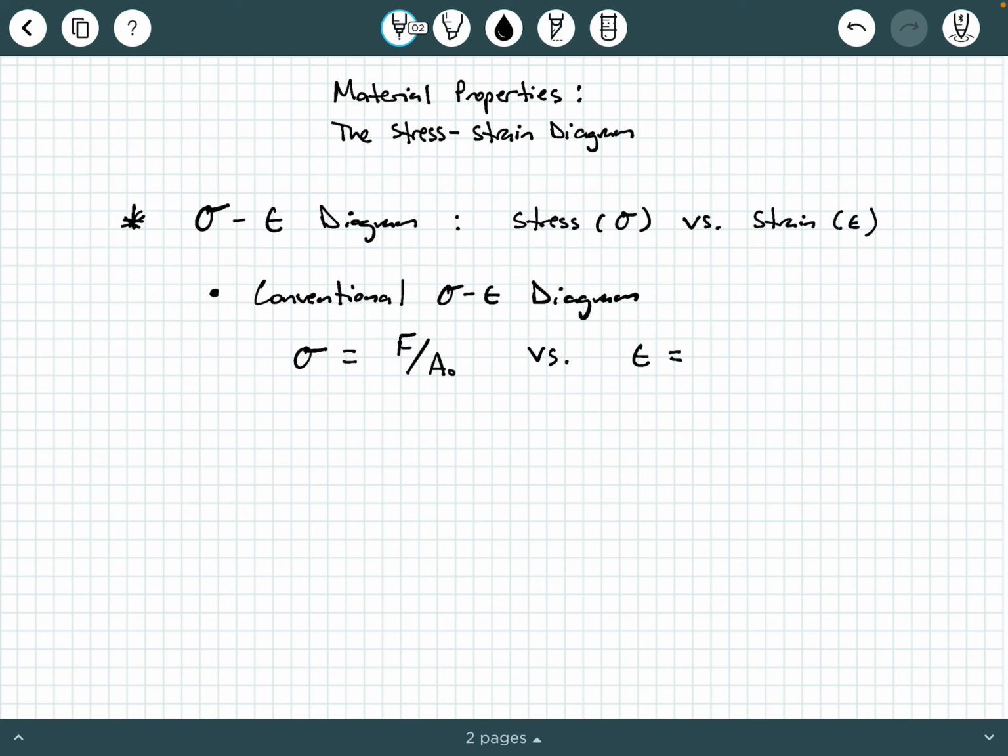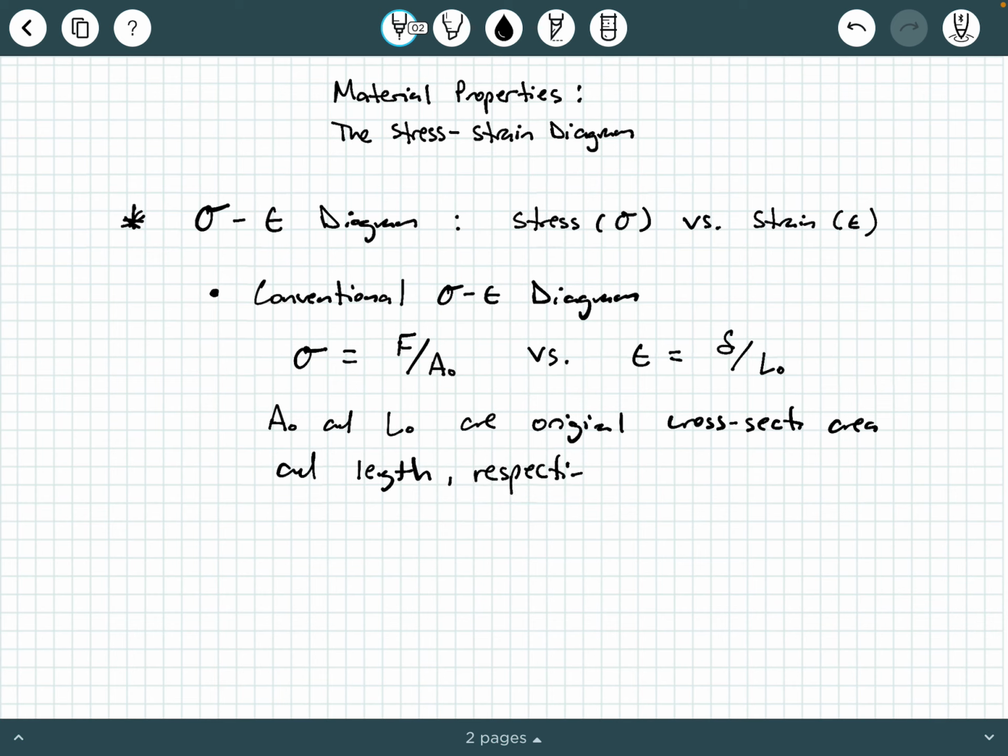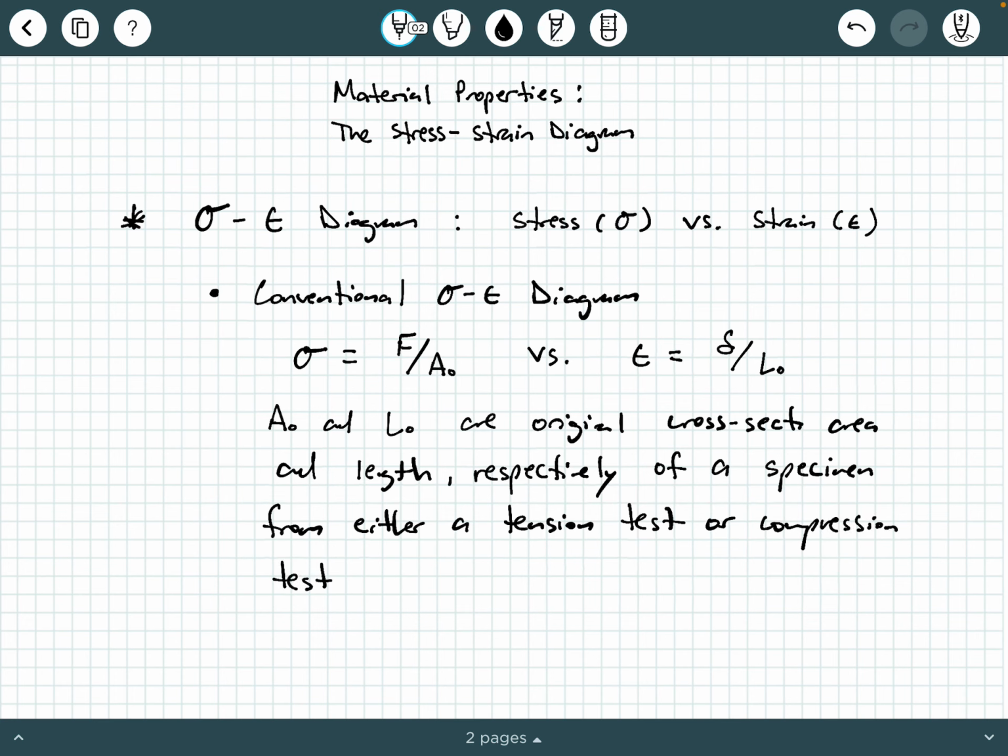epsilon, which again is strain, defined as deformation over original length, okay? So A naught and L naught are the original area, specifically cross-section area, and gauge length, or we'll just put length, respectively, of a specimen from either a tension test or compression test. And we'll talk a little bit later more specifically about a tension test, okay? So again, we have force divided by area versus deformation divided by original length, okay?